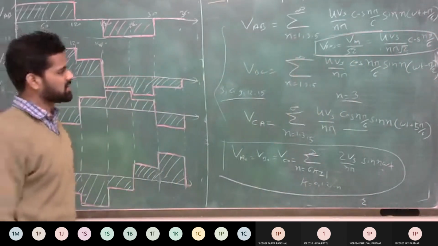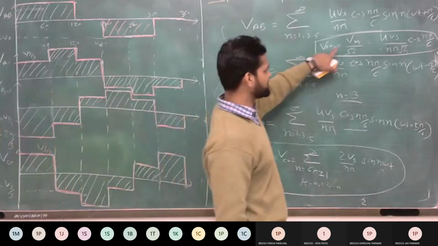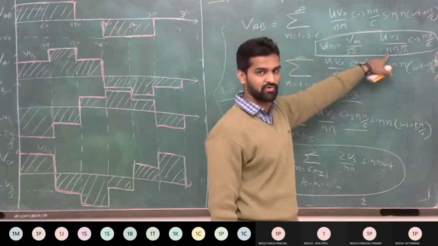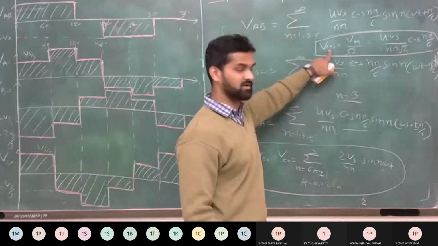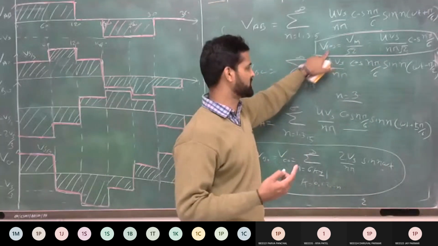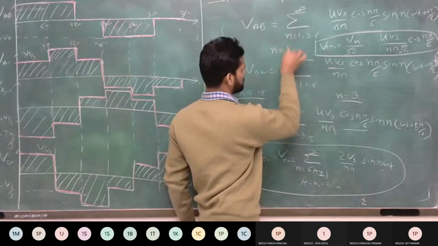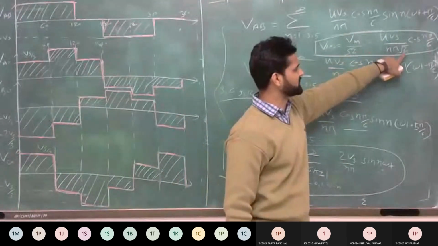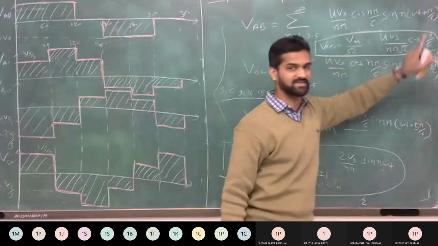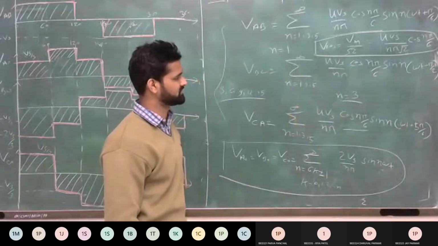Clear? RMS value of nth harmonic component. So n is equal to n. Clear? Suppose I ask you to find out the RMS value of the fundamental component. Fundamental component is n is equal to 1. So at that time the equation is 4 Vs by pi into root 2 cos pi by 6, because n is equal to 1. Clear?